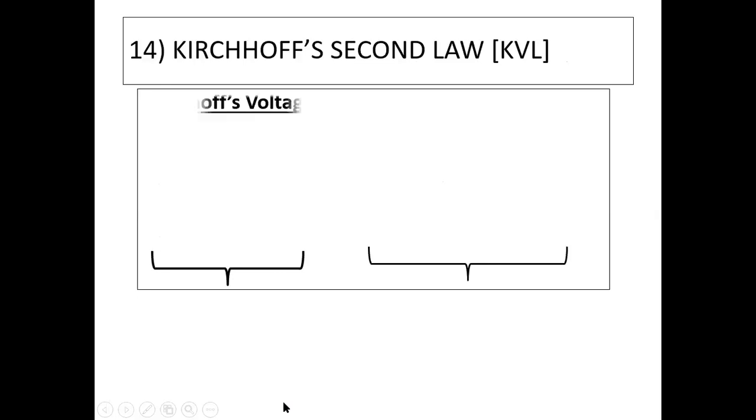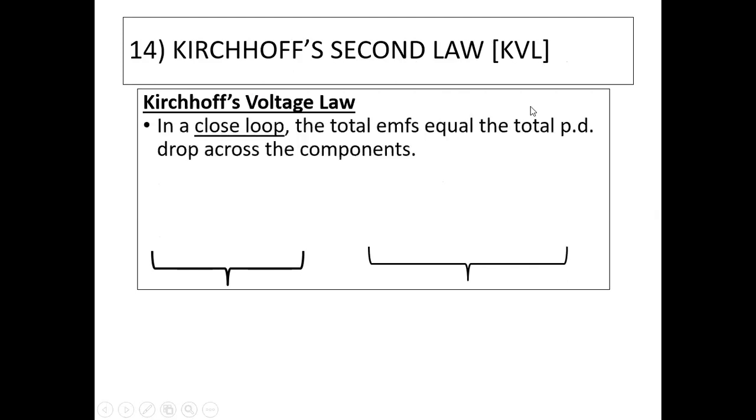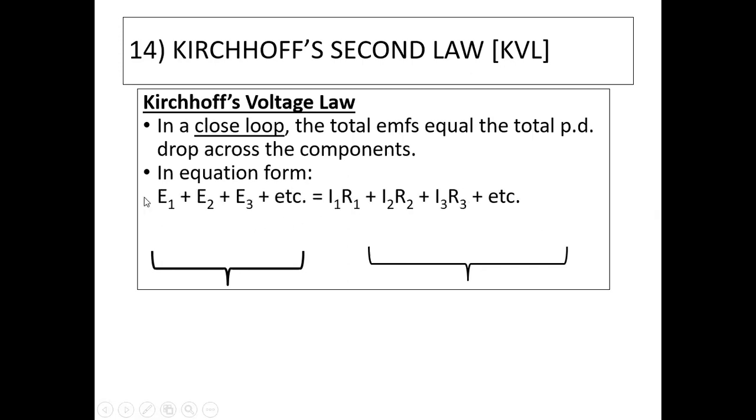Okay, Kirchhoff's second law, sometimes called Kirchhoff's voltage law, KVL. It applies to a closed loop. In a closed loop, the total EMF equals the total PD drop across the components. Or write in equation form: there's the total EMF in the closed loop, there's the total PD drop, add them up. Or usually I will write voltage source, PD drop, or sum of EMF equals sum of PD.